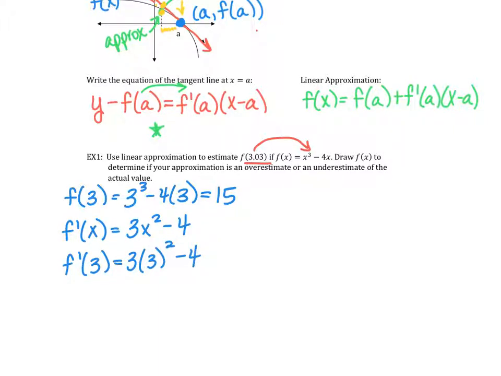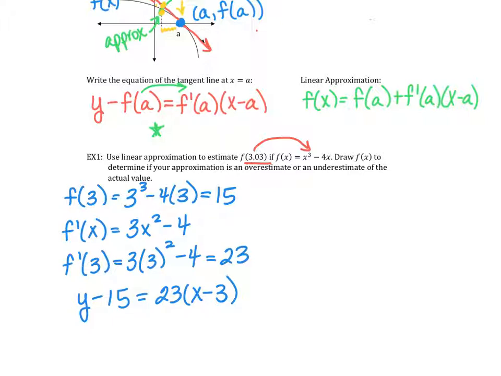And again, 27 minus 4, that gives me 23. So if I wrote the equation of the tangent line, it would be this. I think we can all agree that is your first step every time. Now, what's the idea of local linearization?